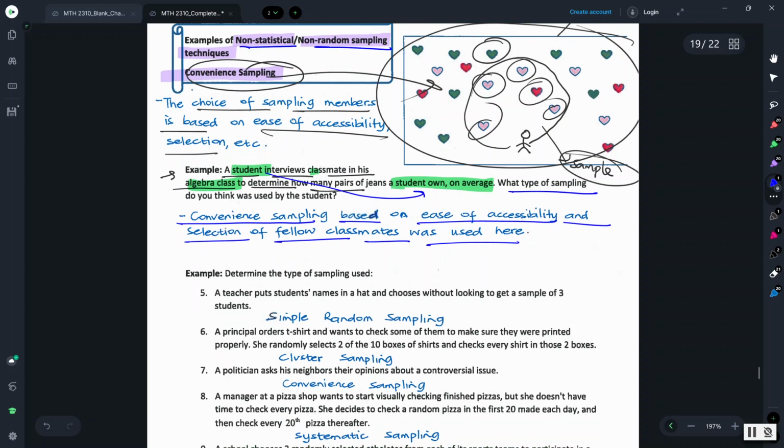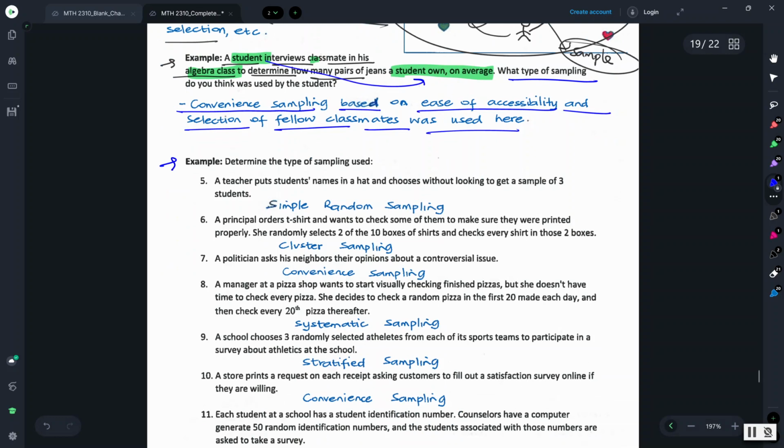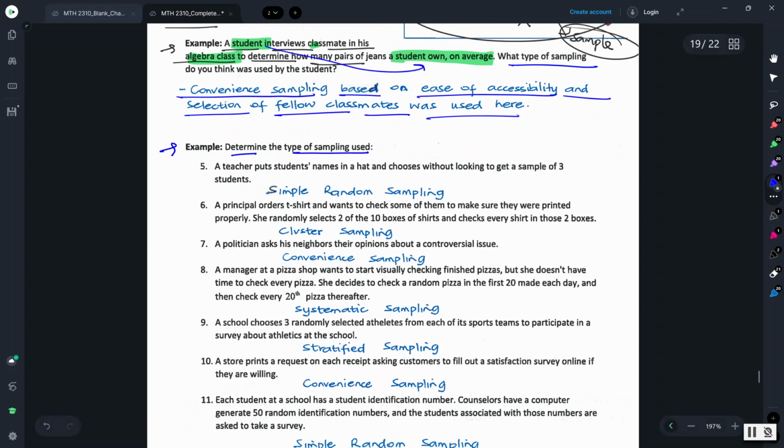Now, just to remind us of some of the differences between statistical sampling plans and a non-statistical sampling plan like the convenience sampling, let's take some examples here. And we are to determine the type of sampling used. In question 5, a teacher puts students' names in a hat and chooses without looking to get a sample of 3 students. I would argue that that is a definite simple random sampling, a type of sampling plan where each and every member whose name is in that hat is guaranteed a non-zero but equal chance of being selected to be in the sample.